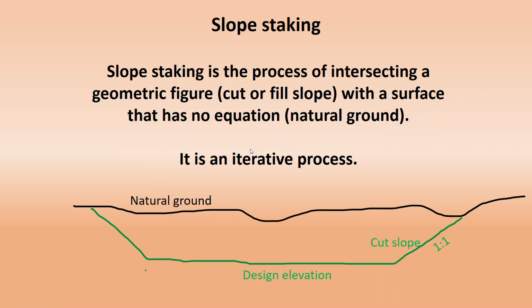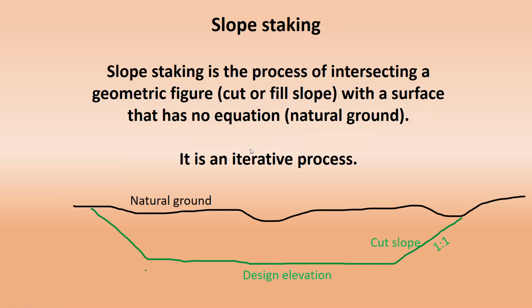So slope staking, we're just going to get into the general process of slope staking this week, and then next week we'll focus more on some examples and the calculations. But the definition: slope staking is the process of intersecting a geometric figure with a surface that has no equation. And it sounds a lot more complicated and voodoo than it really is, right? Your geometric figure is your cut or your fill slope, right? It's the design feature.